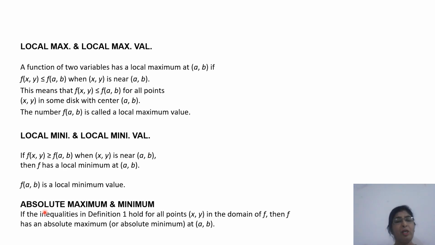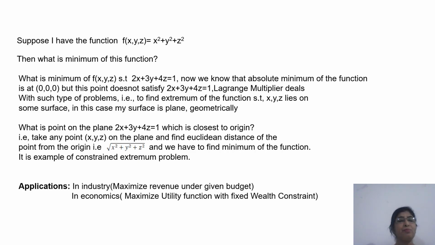Now, what are absolute maximum and minimum? If the inequalities in definition 1, as explained in these two, hold for all points (x, y) in the domain of f, then f has an absolute maximum or absolute minimum at the point (a, b). Clear? Next, with these inequalities, as explained in the previous slide, we can find the maximum value and minimum value of the function.